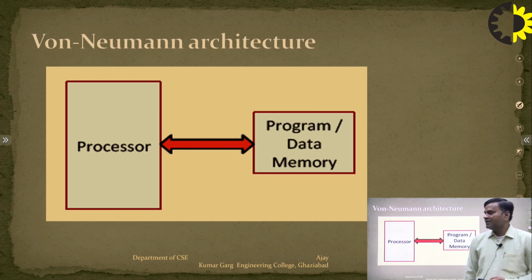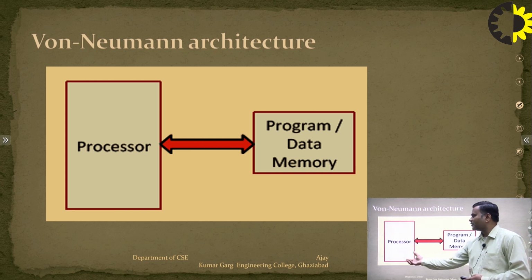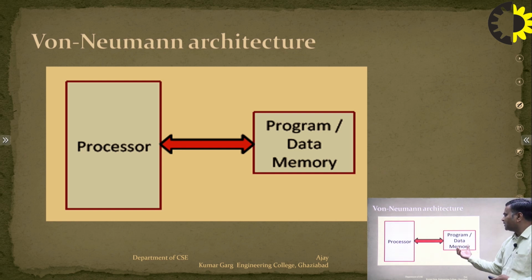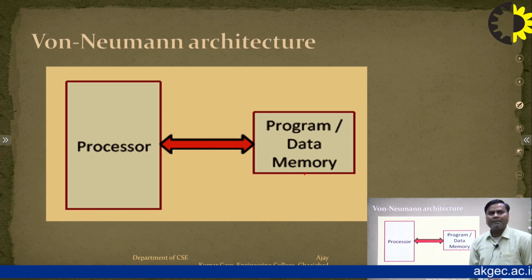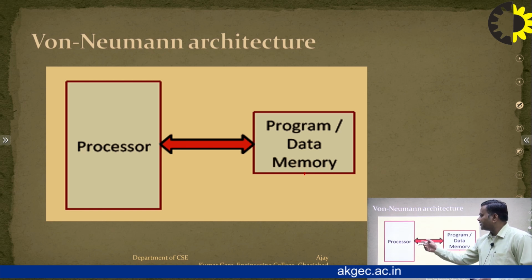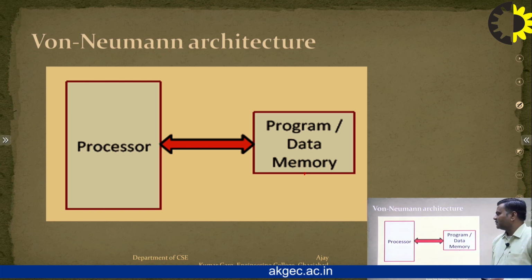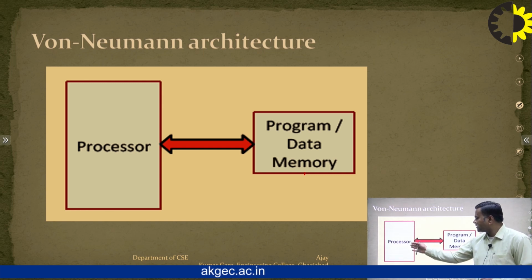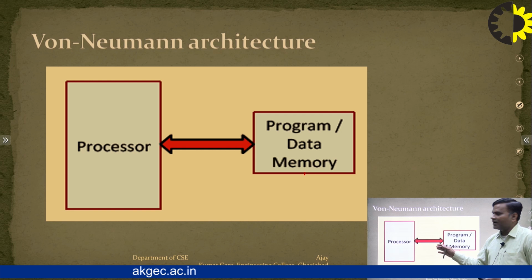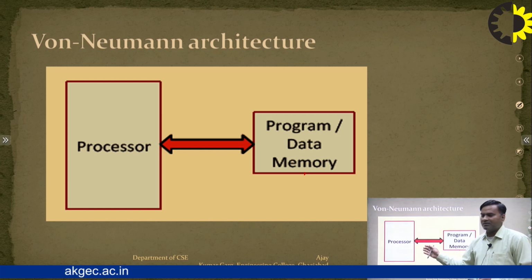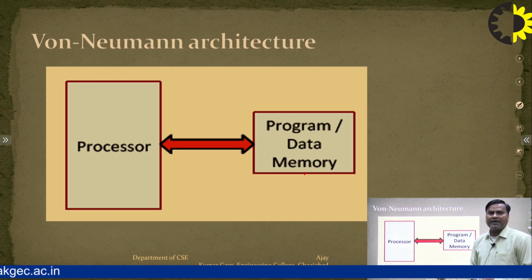Here we can see that there is a processor and one single memory, called program and data memory, in which we store data and program in the same memory. And we can see that there is only one single bus connected to the processor and memory. So at one time, the processor can access either program or data. The processor cannot access data and program simultaneously.